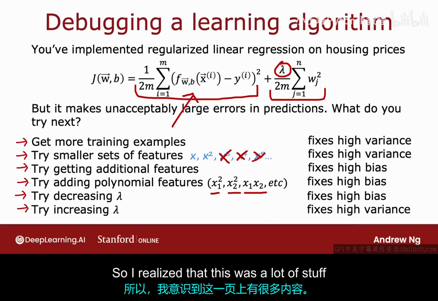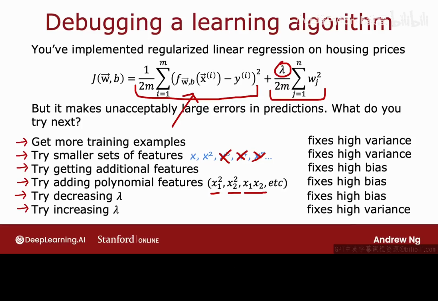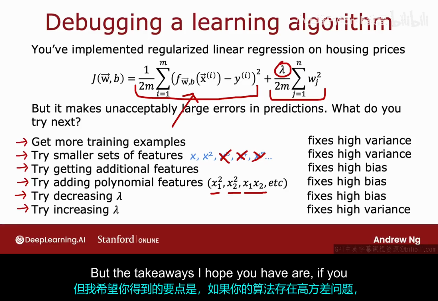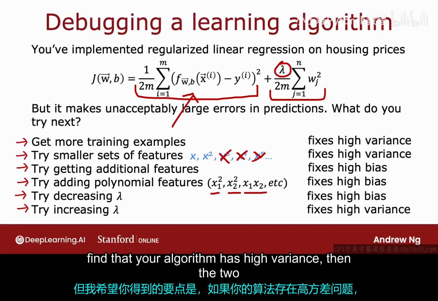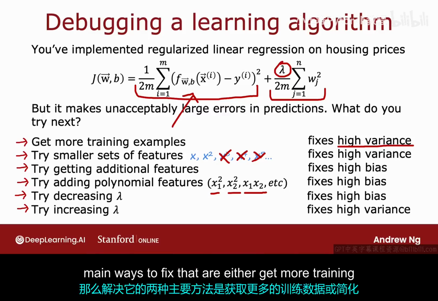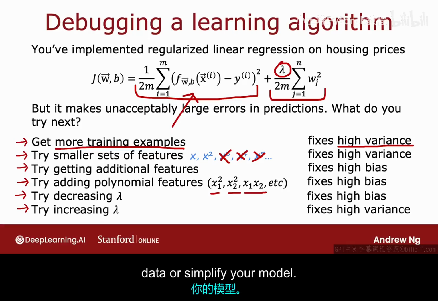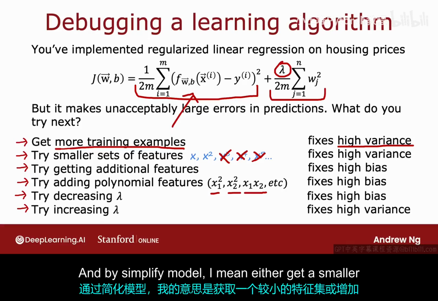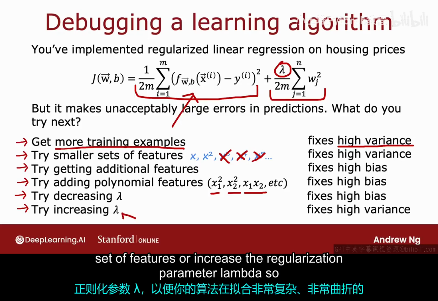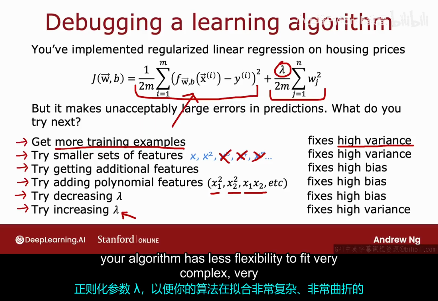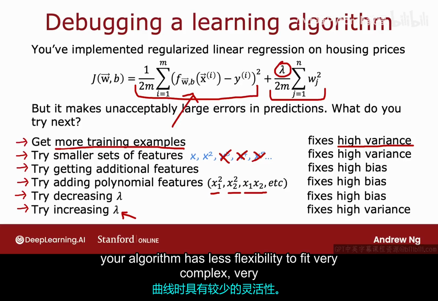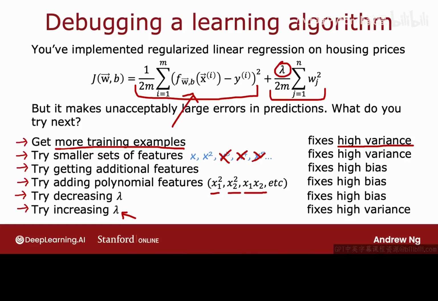So I realized that this was a lot of stuff on this slide, but the takeaways I hope you have are, if you find that your algorithm has high variance, then the two main ways to fix that are either get more training data or simplify your model. And by simplify model, I mean either get a smaller set of features or increase the regularization parameter lambda, so your algorithm has less flexibility to fit very complex, very wiggly curves.